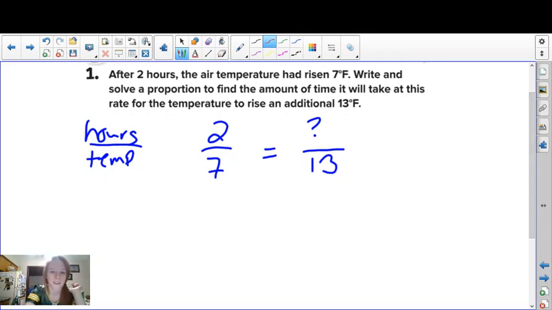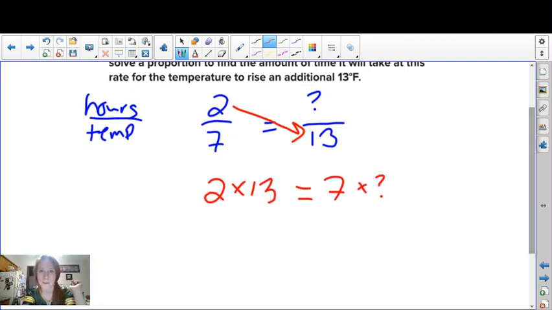So I take the 2 times the 13, and I let that be equal to the 7 times the question mark. And yes, I'm leaving it as a question mark because I have to remember, hey, I need to know what question mark means. I need to know what it equals, so it's staying in there. Okay, cool.